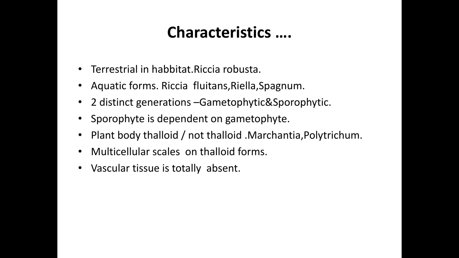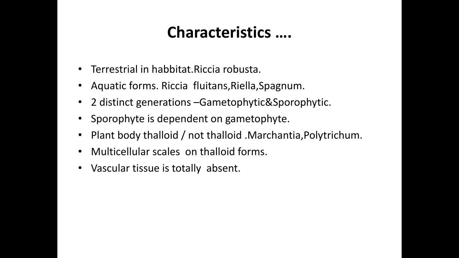Now in case of bryophyte, the plant body is thalloid, or in some members it is not thalloid. Now in case of Marchantia, the plant body is thalloid, there is no differentiation of root, stem and leaves, while in case of Polytrichum, the plant body is not thalloid, it is distinguished into rhizoids, axis, and leaf-like structure.